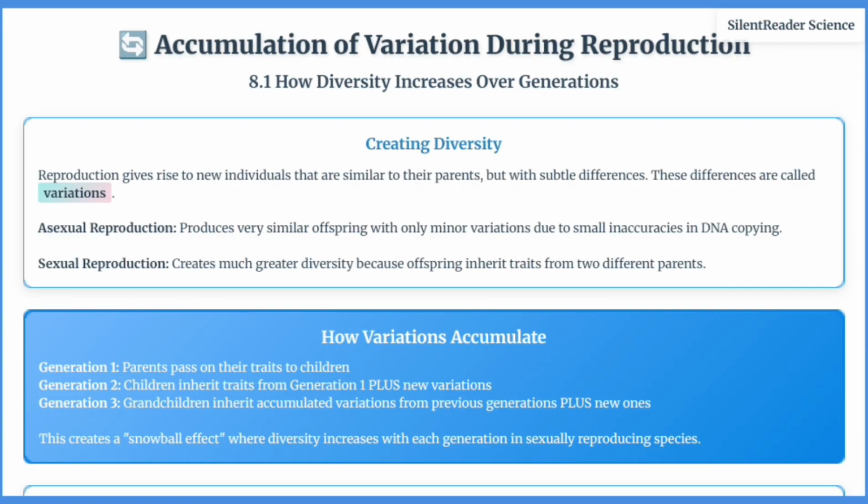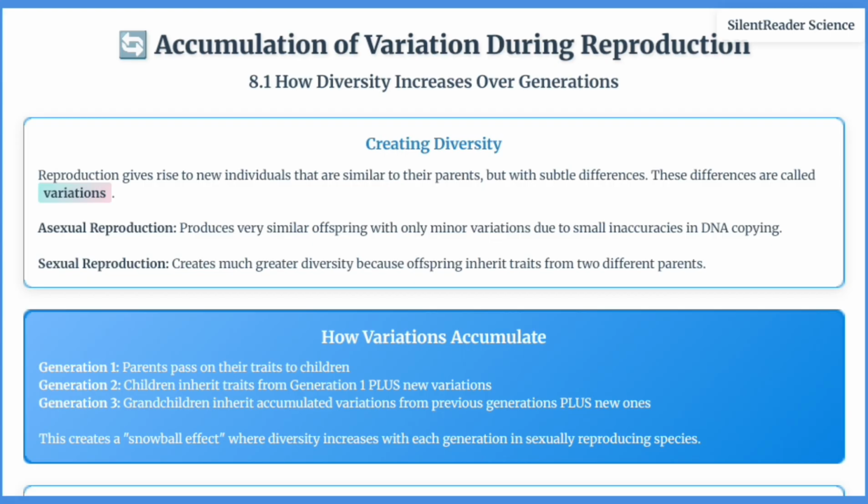Let's begin with how variations accumulate during reproduction. Reproduction gives rise to new individuals that are similar to their parents but with subtle differences called variations. In asexual reproduction, variations are minimal, just small inaccuracies in DNA copying. But in sexual reproduction, we see much greater diversity because offspring inherit traits from two different parents. This creates a snowball effect where variations accumulate over generations.